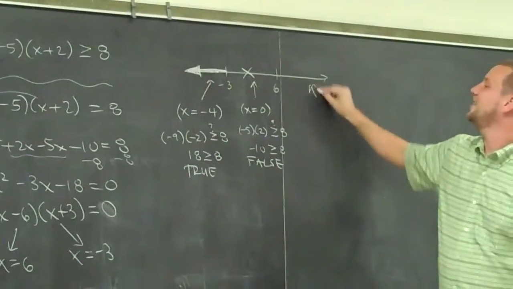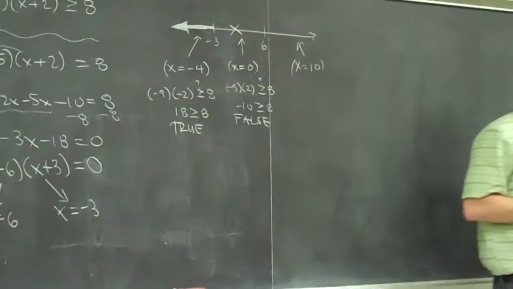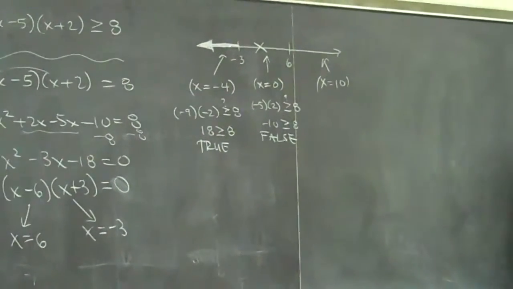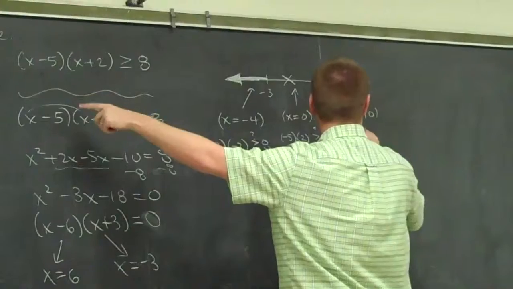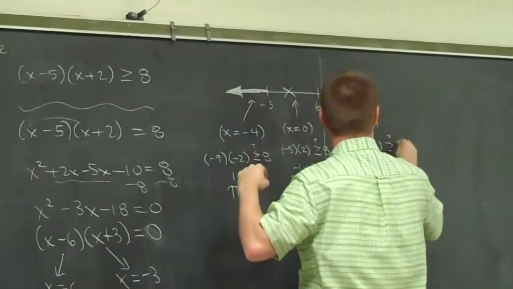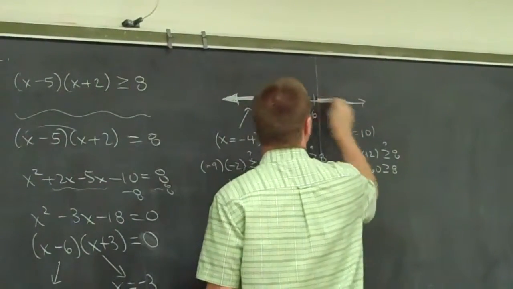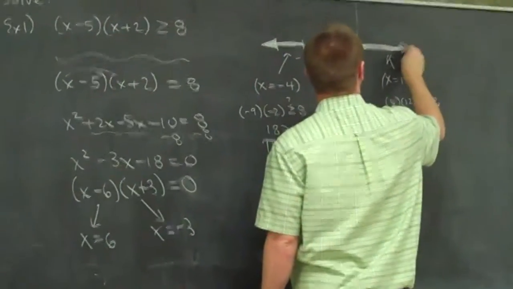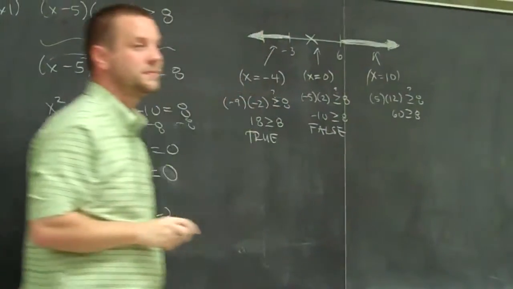Okay, so 10. Excellent choice, Alyssa. Billion would also have been a good one. Or 6.1, but 6.1 would have been a great choice. It's just been an okay choice. If I'm plugging in 10, 10 minus 5 is 5. 10 plus 2 is 12. And that's way bigger than 8, isn't it? So 10 works, 6.1 works, 6.001 works, 1 billion works, 1,003 works, all those work. Okay?